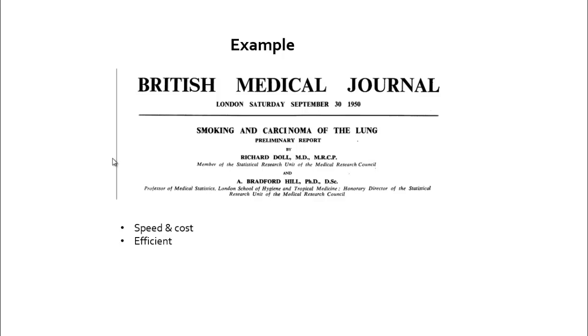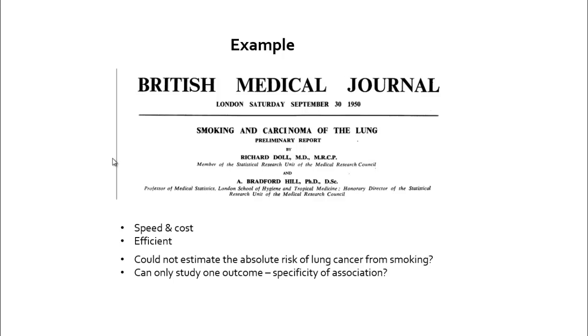However, there were several limitations. The study design did not allow them to measure the absolute risk of lung cancer from smoking, and they also didn't know whether other diseases might be associated with smoking. In a case control study, you only study one outcome. And lastly, there are several other types of biases that particularly affect case control studies, such as selection and recall bias.